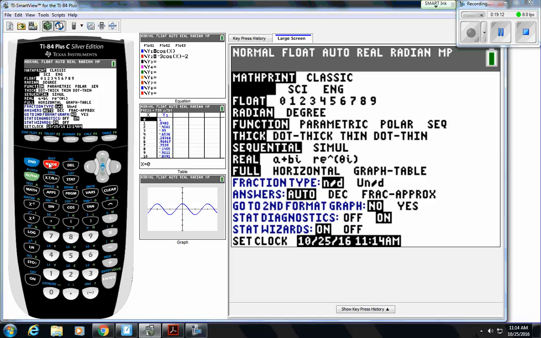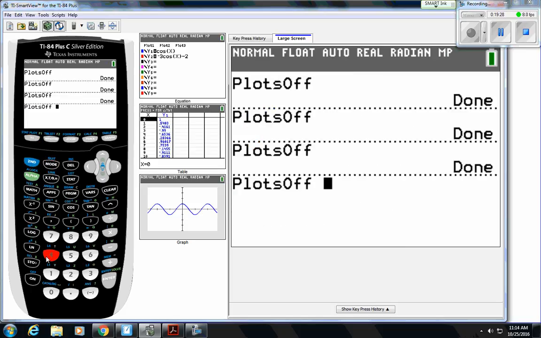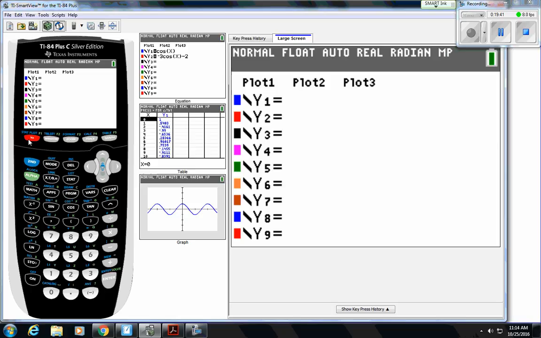Step number 2, you don't have to do this every time, but remember when we did the stat unit and we were putting data into the list? We want to make sure that the stat plots are turned off. So it goes second, y equals, hit the number 4, that should say plots off, hit enter, and it should say done. Now nothing that you have in there will interfere with your graphs. Okay? So now go to y equals. Let's start out with the parent function. So the parent function for what we just graphed is sine of x. So sine of x. Close it out.